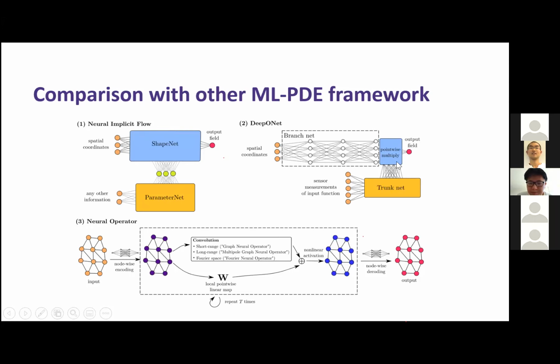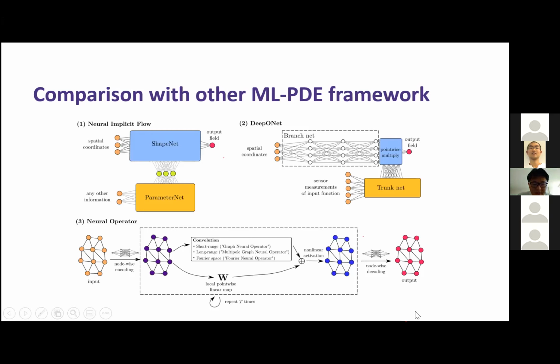Another difference is that what we're doing with neural implicit flow is learning a representation for a spatial temporal dataset, rather than learning a function mapping from functions to functions.